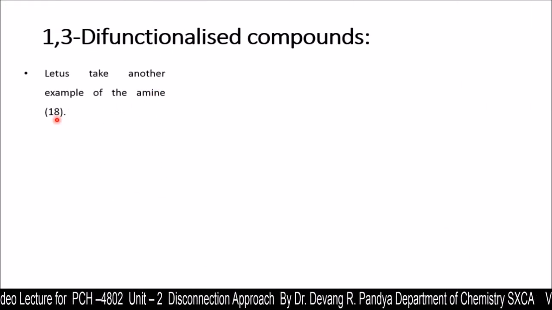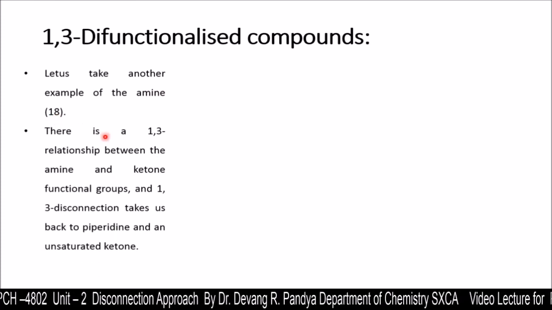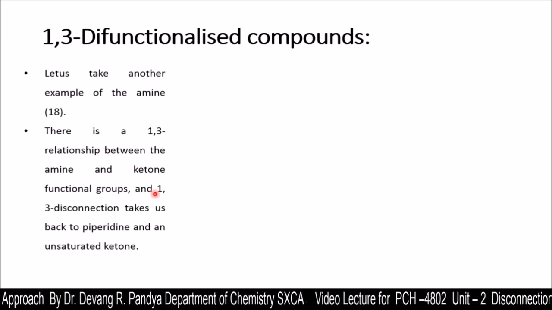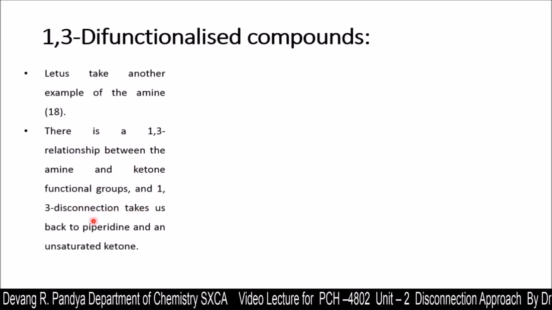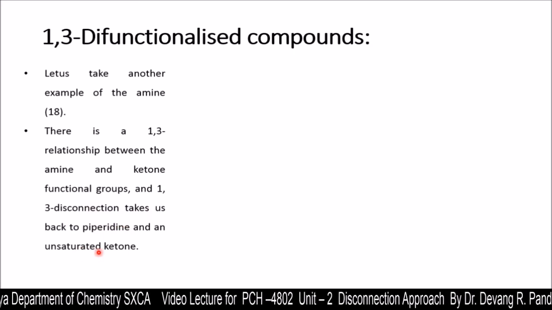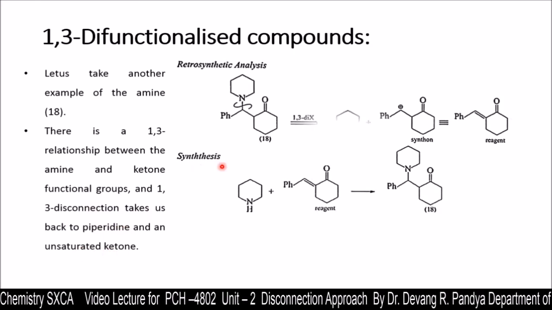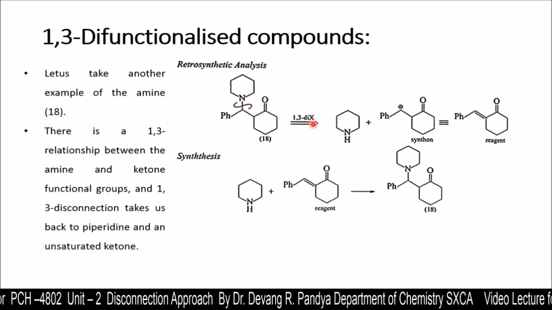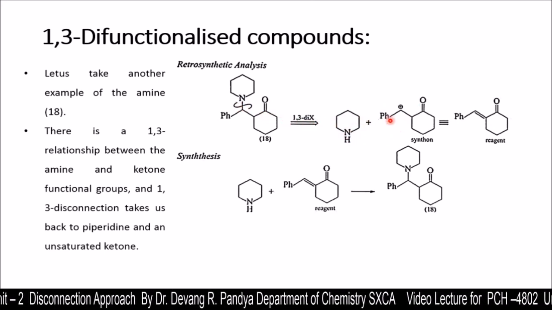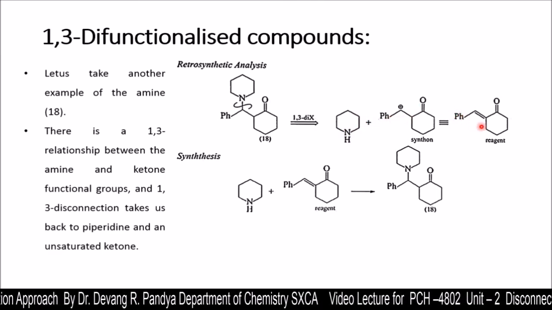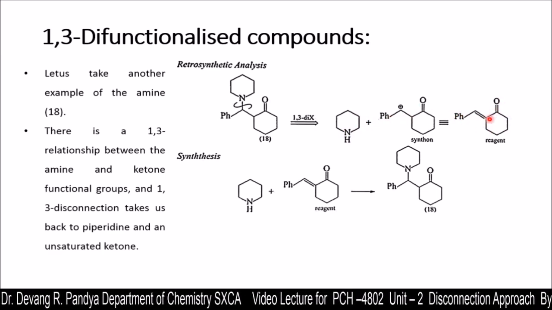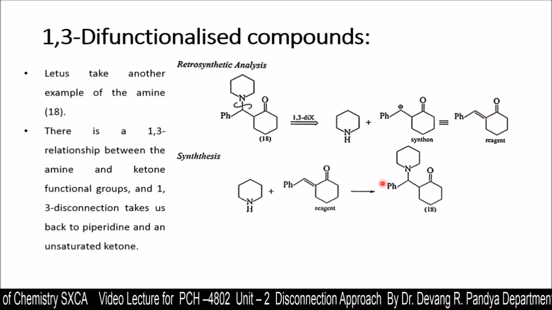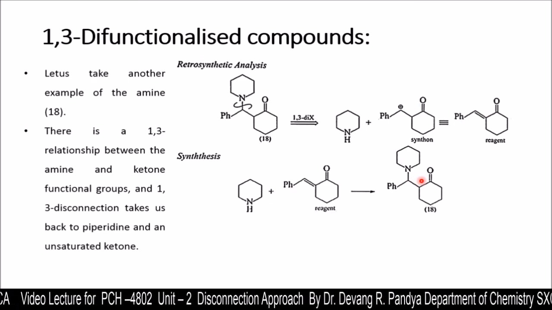Let us take another example of an amine, that is structure 18. There is a 1,3 relation between the amine and ketone functional groups, and a 1,3 disconnection takes us back to piperidine and an unsaturated ketone. The retrosynthetic analysis is given. We put a wiggly line over here. A C-N disconnection, a 1,3 disconnection, would be there. We're going to get these two synthetic equivalents and synthons, and it is converted into this reagent, a Michael addition type reagent, and then the reaction is carried out between these two. We're going to get our target molecule, structure 18.